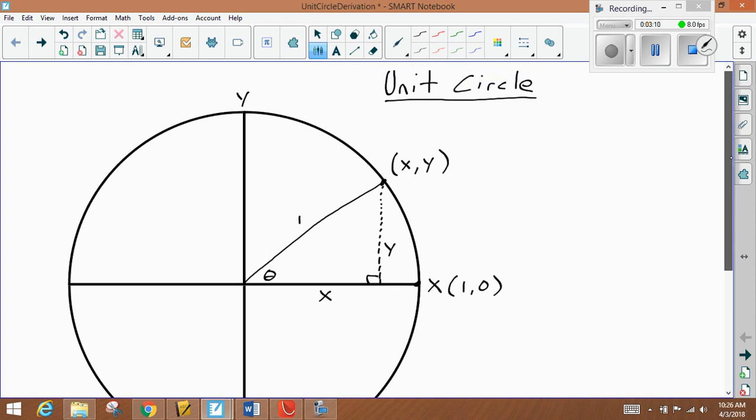You guys remember our friend SOHCAHTOA? Which means that sine is opposite over hypotenuse, cosine is adjacent over hypotenuse, and tangent is opposite over adjacent. That's what SOHCAHTOA means. I'm going to assume that you know SOHCAHTOA.